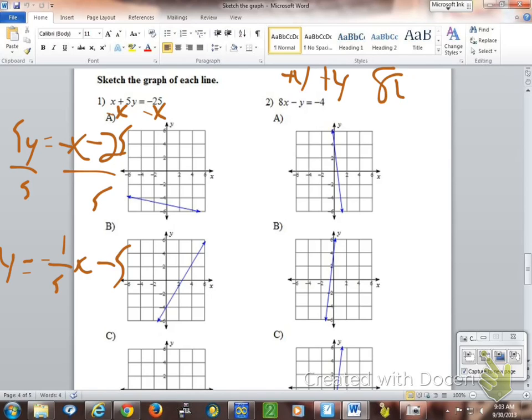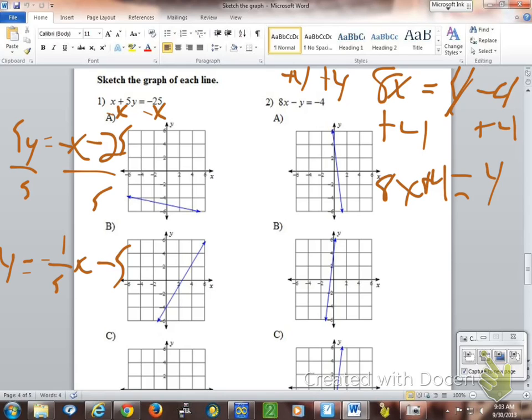So that'd be positive y minus 4. Oop, that's a y. I don't know what I'm doing. Add the 4. And y equals, what was it, 8x plus 4? Is 8x plus 4 on the board right now?